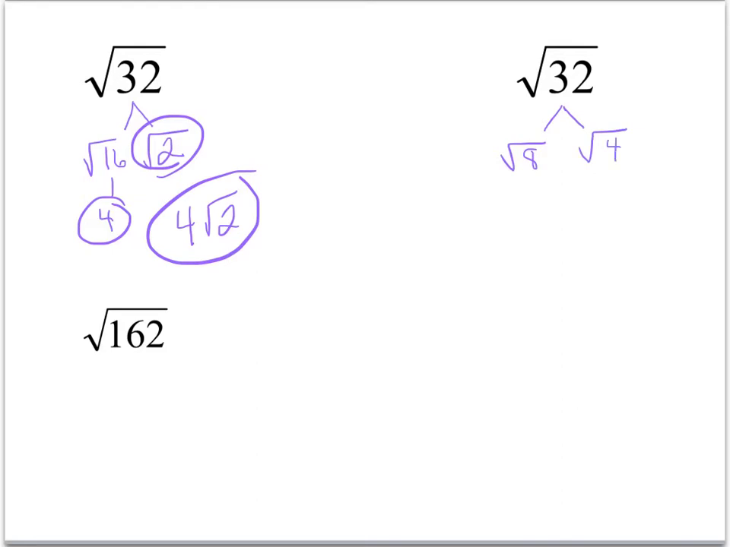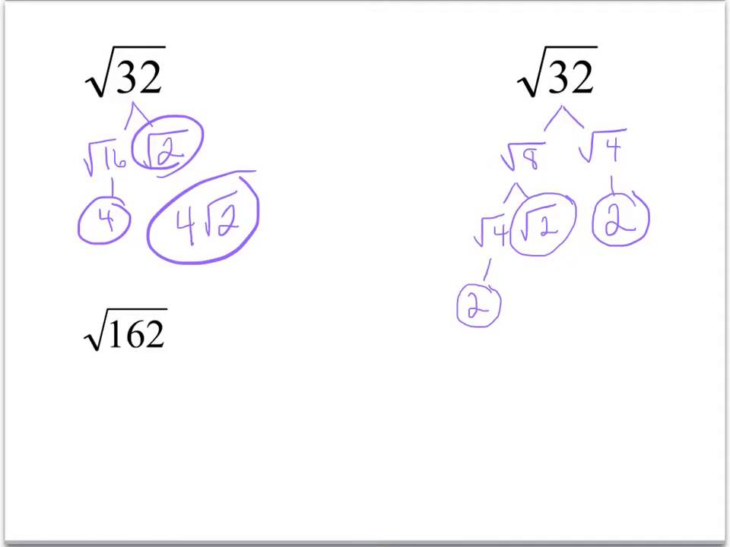Still a pretty good option because the square root of 4 is a perfect square. The square root of 4 is 2. Do not leave your answer as radical 8. That's not correct because root 8 can be broken down into root 4 times root 2, and the square root of 4 is 2. This is where organization is really, really important.